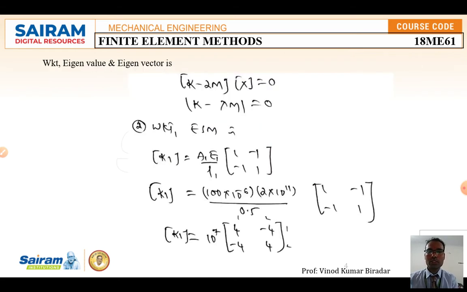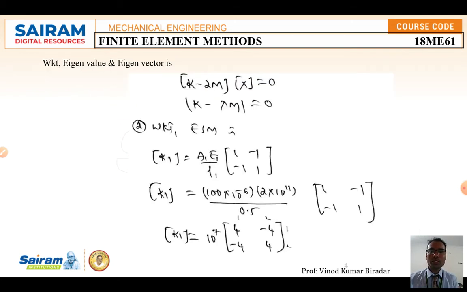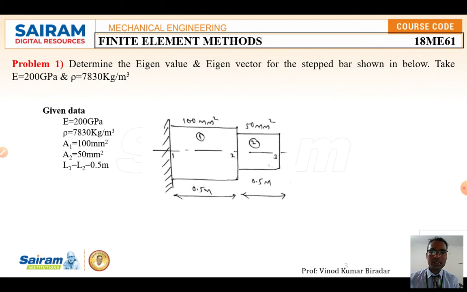Note down the given data first. Young's modulus is 200 gigapascal, mass density is 7830 kg per meter cube, areas A1 and A2, lengths L1 and L2. This is the given data. Note down the first step: you have to assume that two elements and three nodes are there. Keep that in mind.